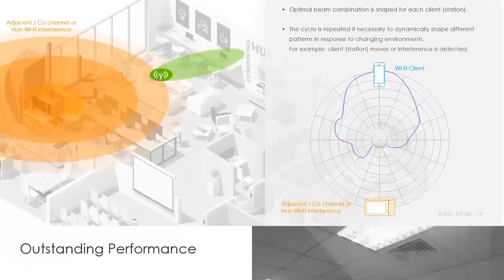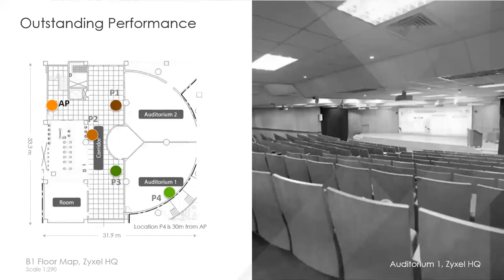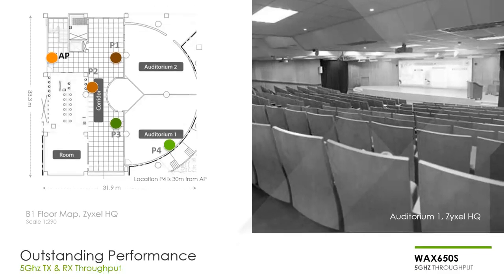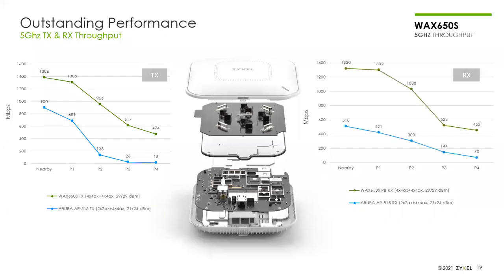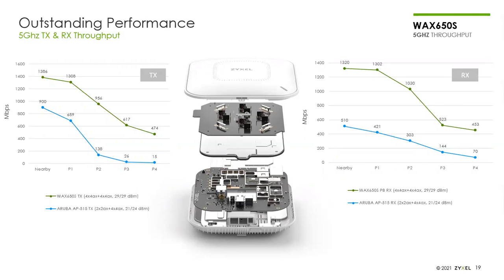So we've got a use case here. We took one of our APs with smart antenna and compared it to an Aruba, which does not have smart antenna. Otherwise, they are both very similar specs. And as you can see, there is a significant difference in performance between the two different APs when it comes to coverage. The Zyxel product here is in green. Aruba is in blue.